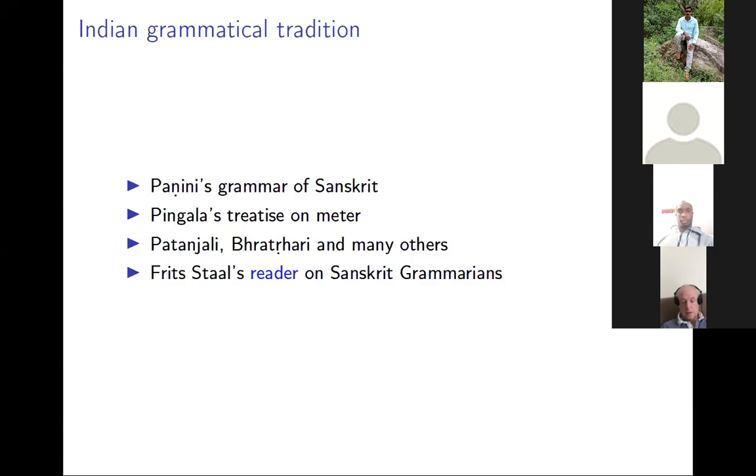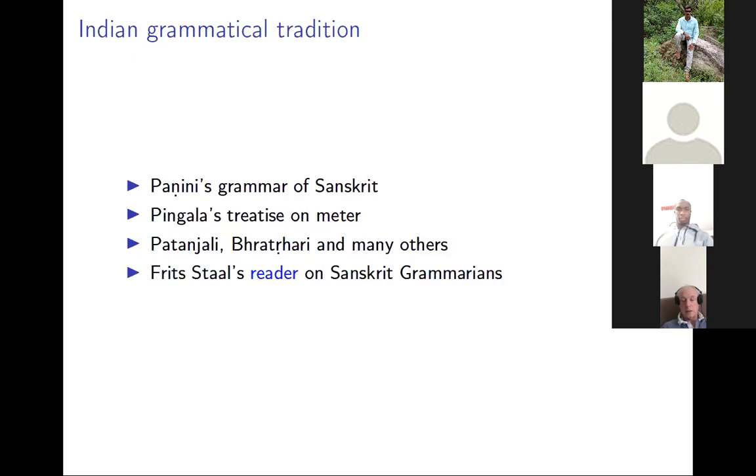Then there was Pingala, who was also a linguist. He looked at meter, at rhythm in poetry, and he wrote a treatise on the different combinations of syllables to construct different kinds of meter. And there are a few other names. One interesting work on this tradition is Frits Staal's Reader on the Sanskrit Grammarians. I would encourage you all to check it out if you're interested.